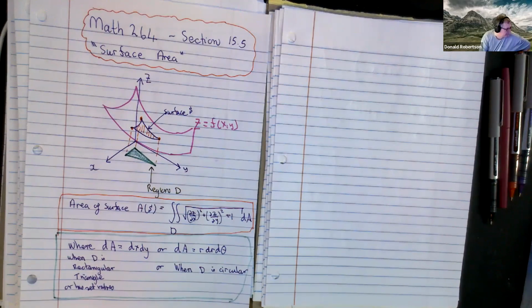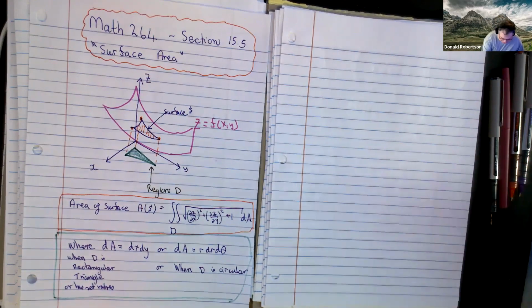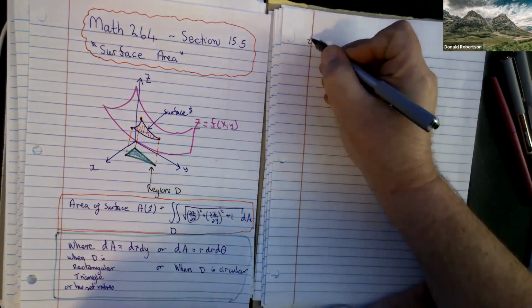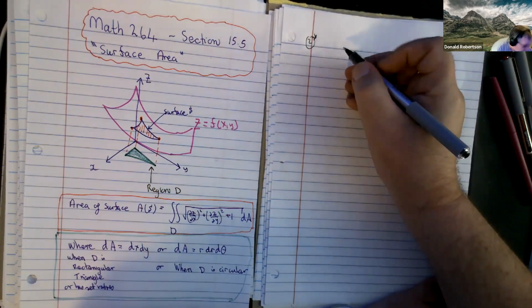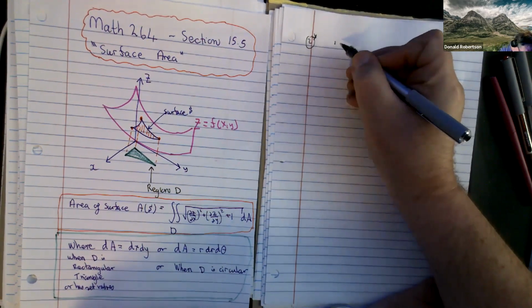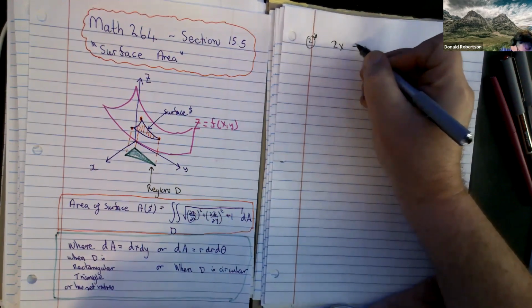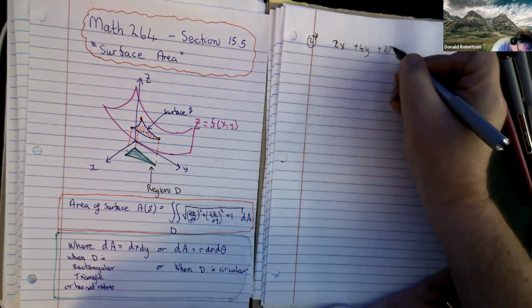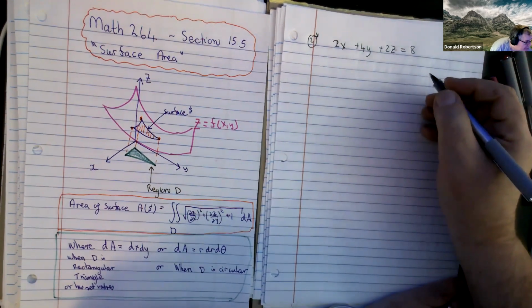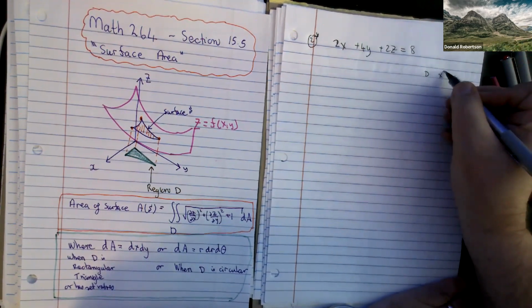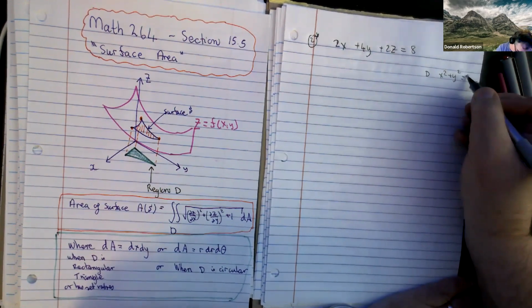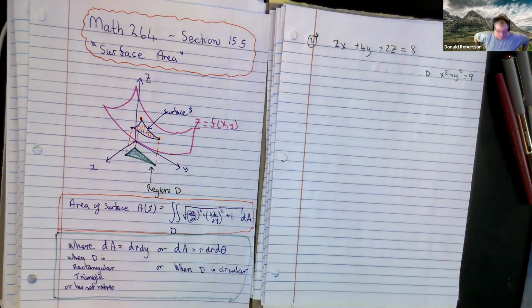Okay, let's stop that share and let's do some more questions. Okay, this is a version of question 2. The surface is actually a plane, and its equation looks like that. And the region D is basically a circle and all the points inside it.